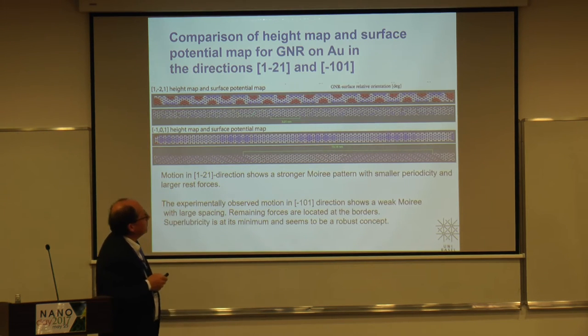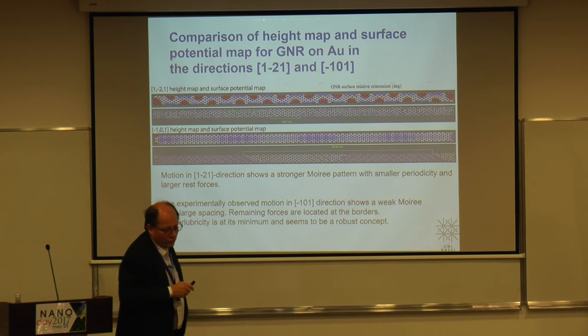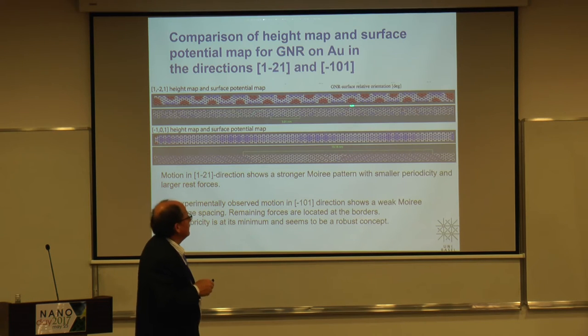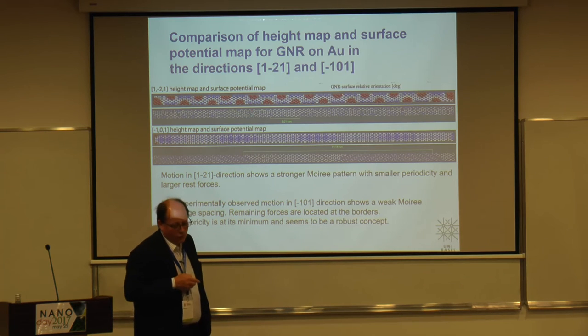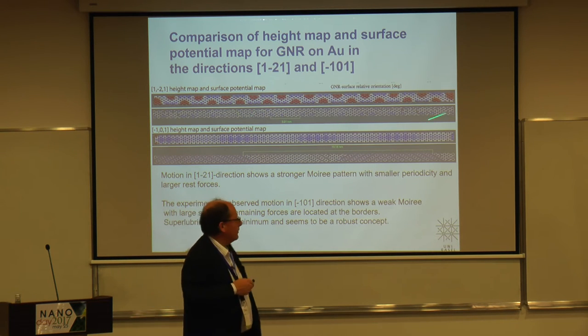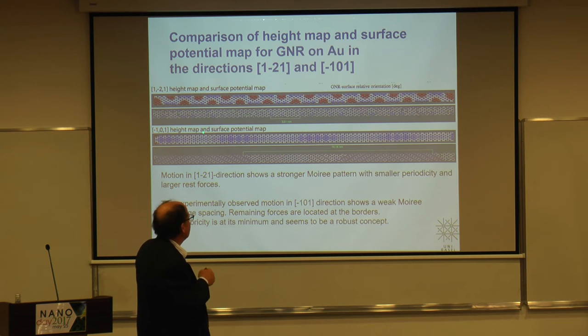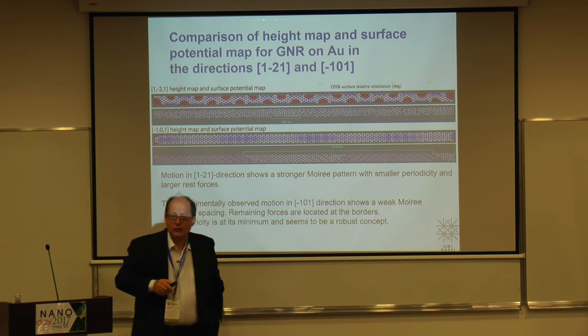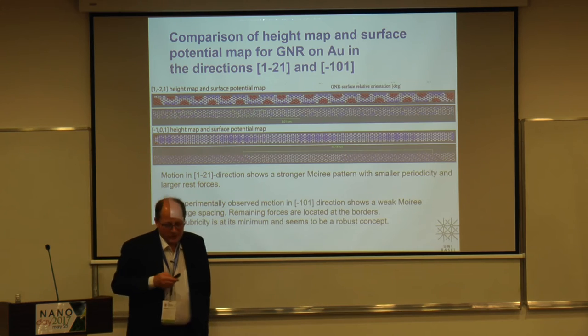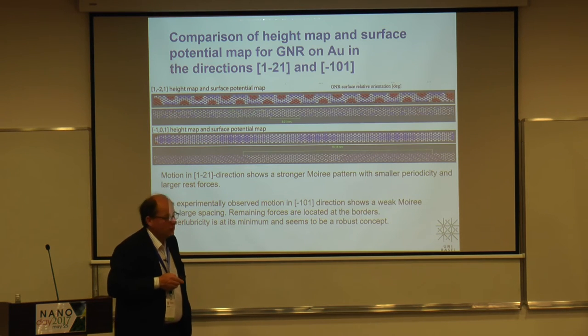And to summarize this part, you can see this is really within this framework of commensurability. You can understand that moving in this 1, minus 2, 1 direction gives a bit more resistance than this. Overall, they are still very small forces, but in the experiment we actually see that this direction is really the preferred one, even though you have to move over these valleys and mountains of the reconstruction. So you can see experimentally that it's really preferred.